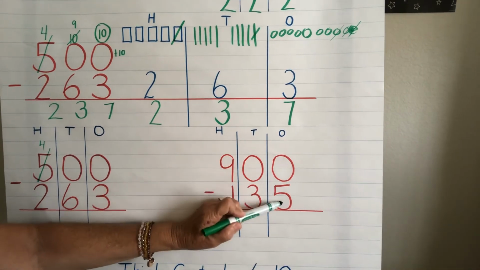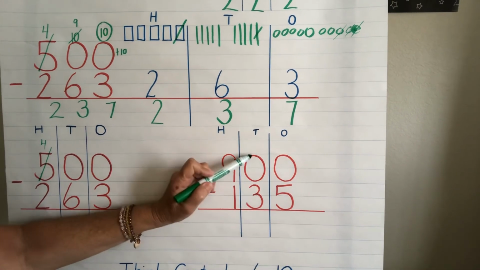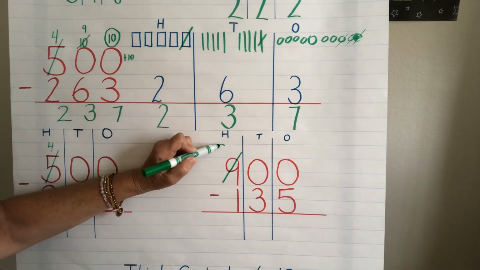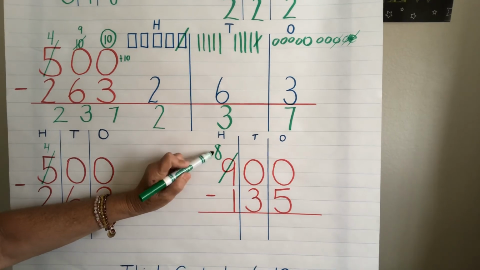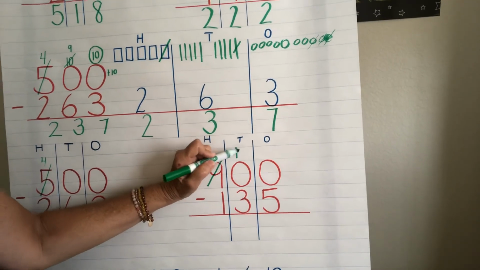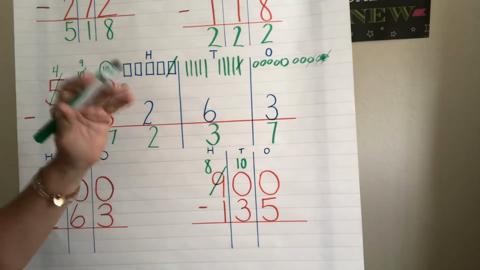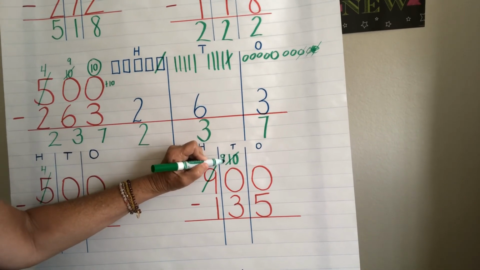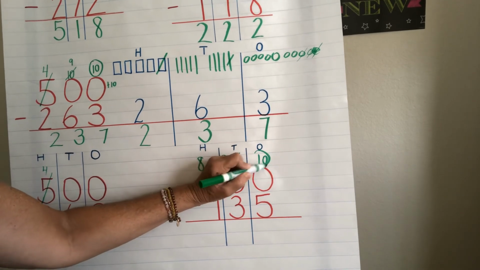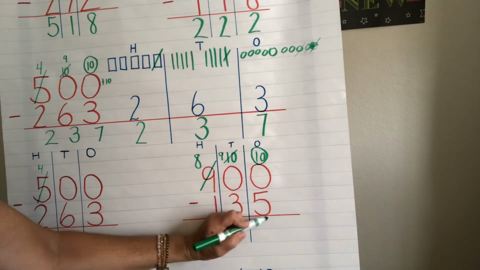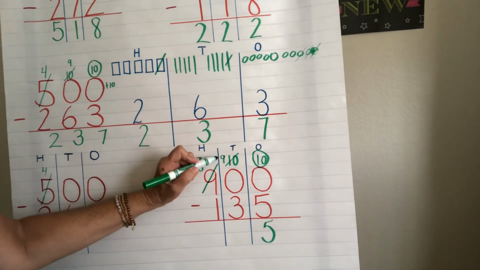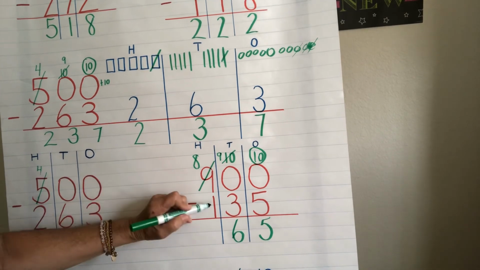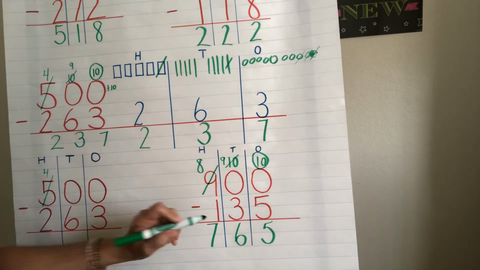Okay, in the ones, is the bottom number bigger? Yes. And I can't ungroup my 0, so fast pass all the way to the hundreds. So my 900 becomes 800 and 10 tens. Now I ungroup my 10 tens to 9 tens and 10 ones. 10 take away 5 is 5. 9 take away 3 is 6. And 8 take away 1 is 7.